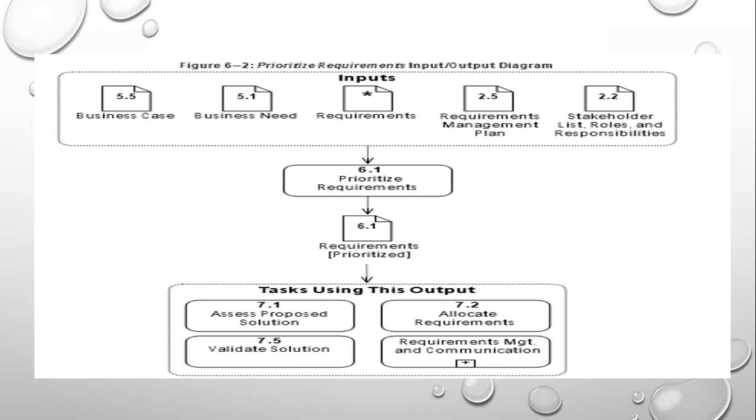This image just talks about the prioritized requirement input-output diagram. As you see, most of the things we have already covered as part of chapter 2 or chapter 5.